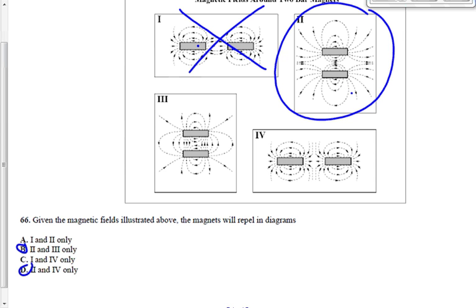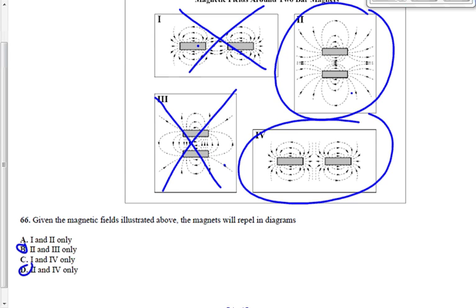What about number 3 here? Do the field lines join up here? Some of them do. Okay, so that's not going to work. If the field lines join up, then we're going to get a force of attraction. In this one, field lines don't join up here, so that means that we're going to get a force of repulsion. So attraction, repulsion, attraction, and repulsion. We're looking at 2 and 4, which means D is the correct answer.